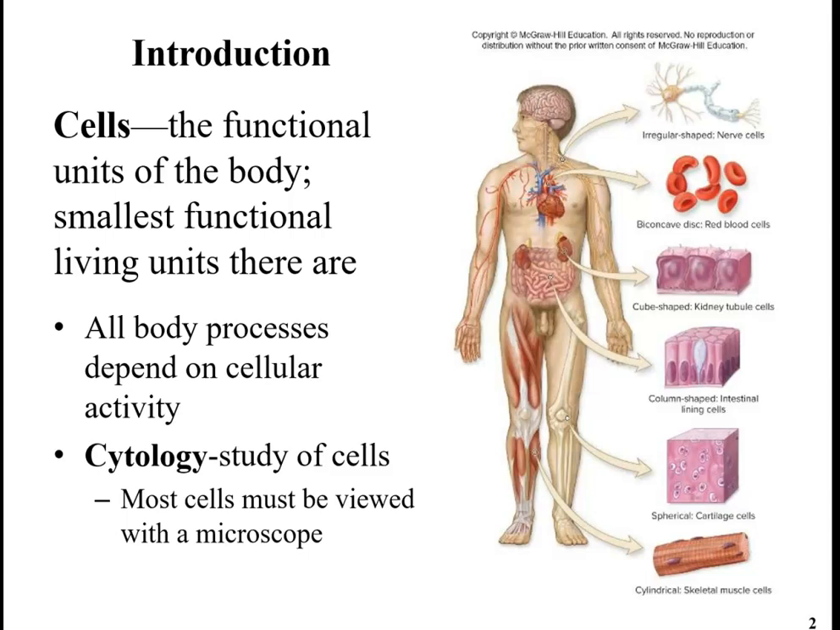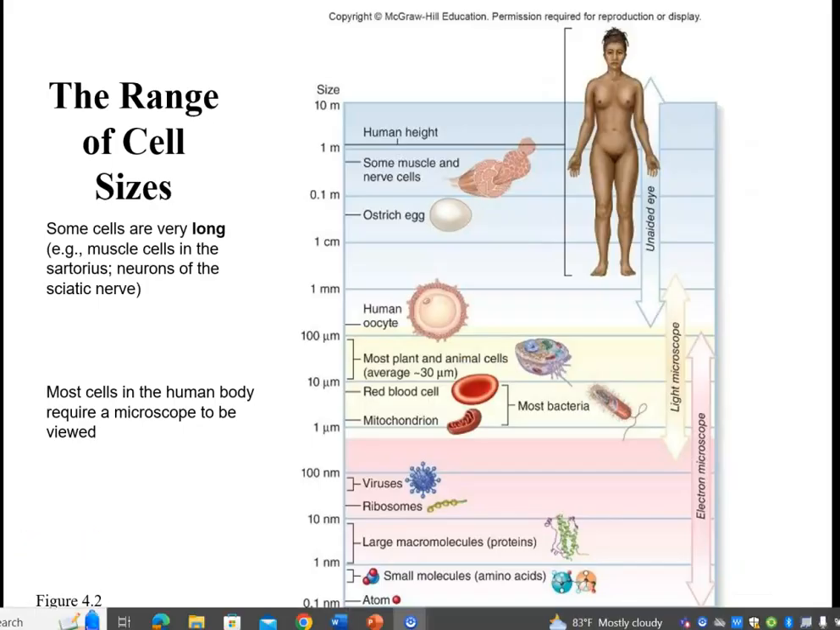Cytology is the study of cells. Most cells must be viewed with a microscope because they are so small. So most cells in the human body require a microscope to be viewed. As you can see on this chart over here, you're looking at the micron range for most cells. When you get down to the nanometer range, you're talking more about viruses, proteins, and then even smaller than that, you're talking about very small molecules like amino acids or even atoms.